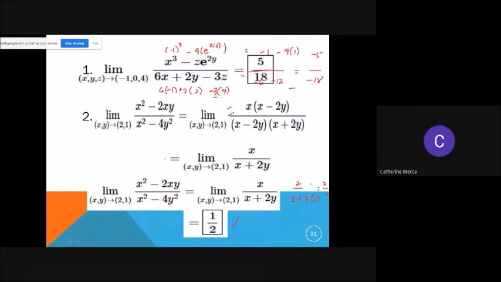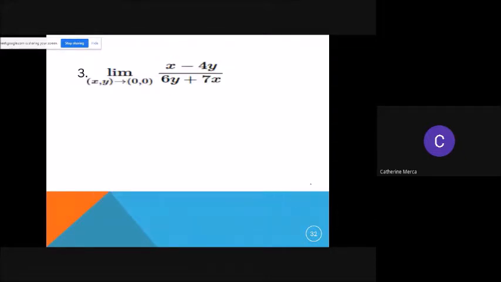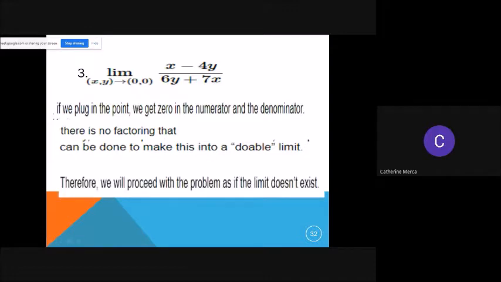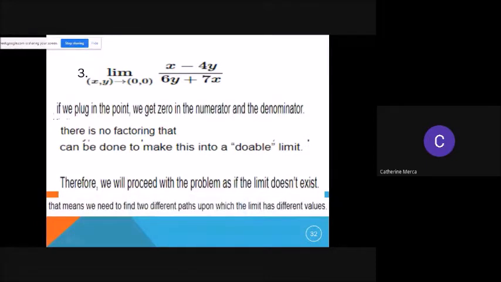There are other ways also. Let us take a look at this. Xy, x minus 4y over 6y plus 7x. If you immediately plug in the 0, we get 0 in the numerator and the denominator. So that's not the right way. So there is also no factoring. So no doable limit at this point. What do we do now? We just proceed as if the limit doesn't exist. Means we need to find two different paths upon which the limit has different values.